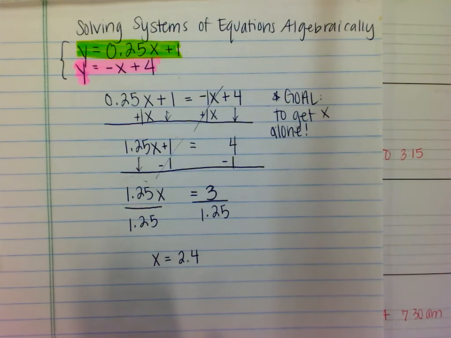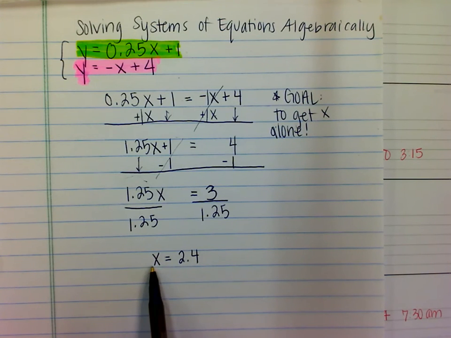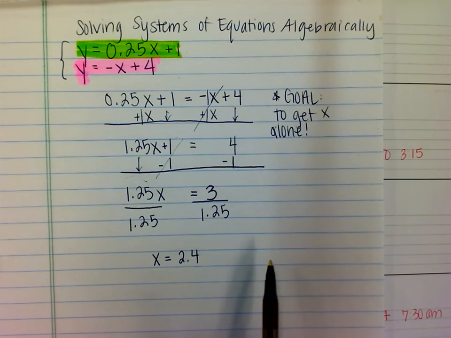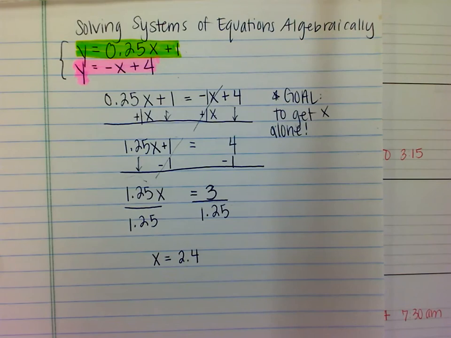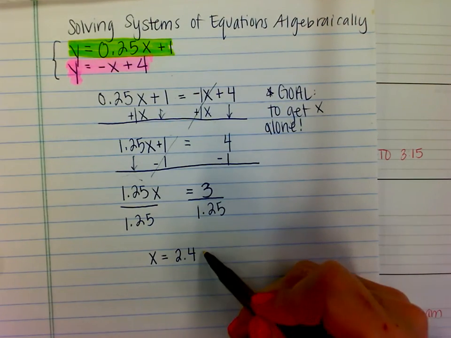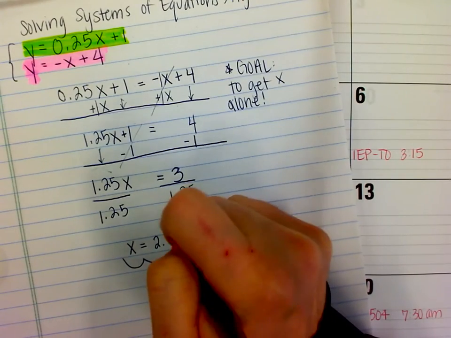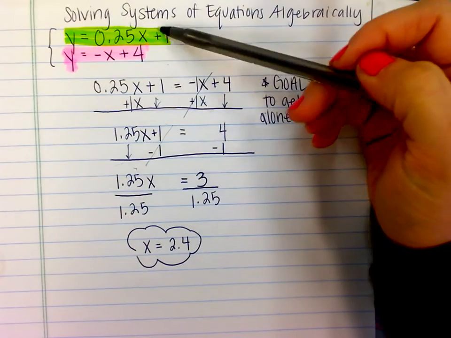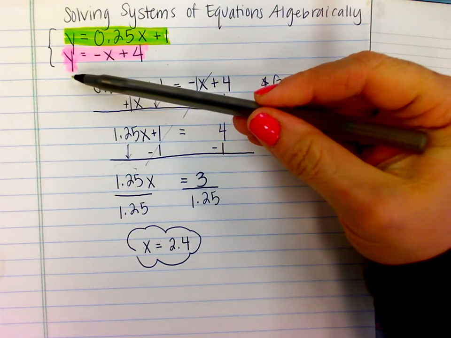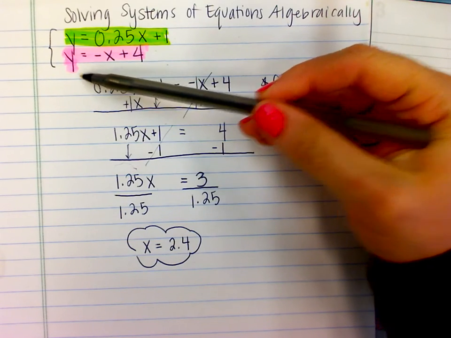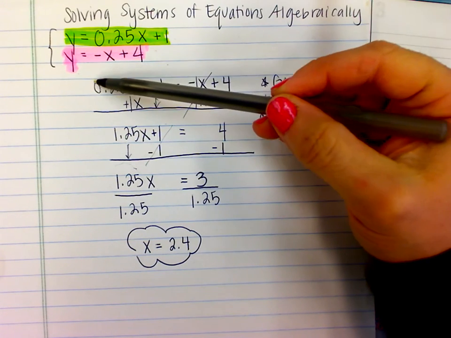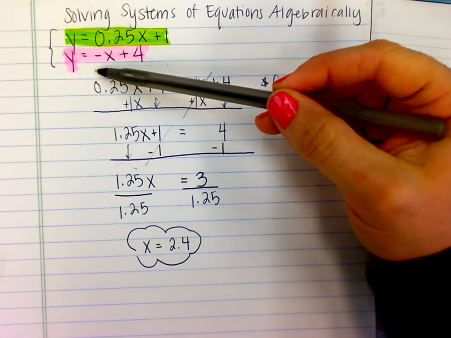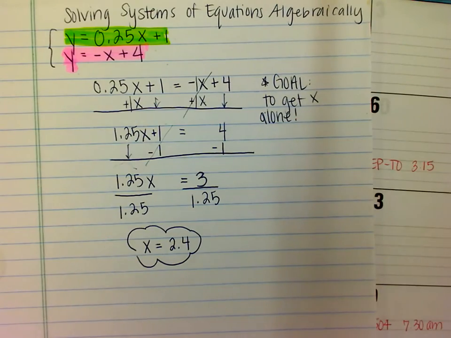We're not done. That's one component of our solution. Remember, our solution is going to have a value for x and a value for y. So we're now going to take this piece and choose one of these two equations to solve for y. I would take the easiest one, the one without decimals, fractions, or anything, the pink equation.